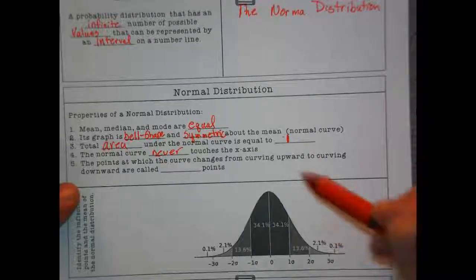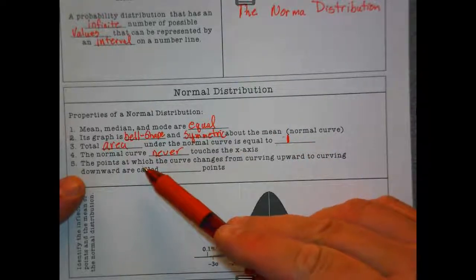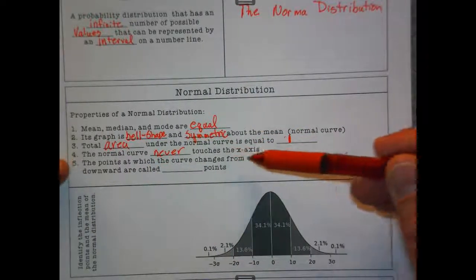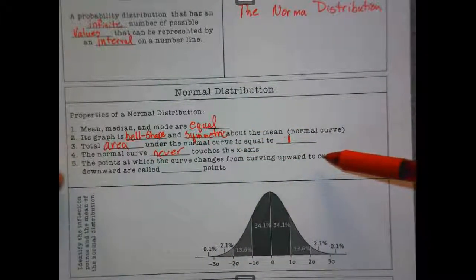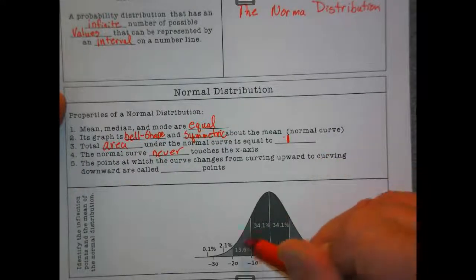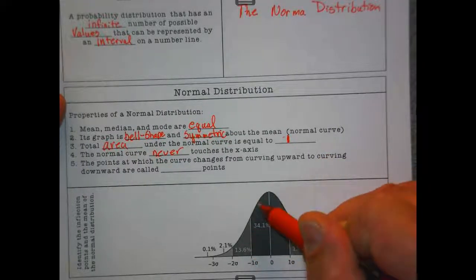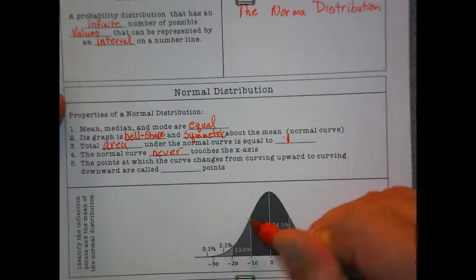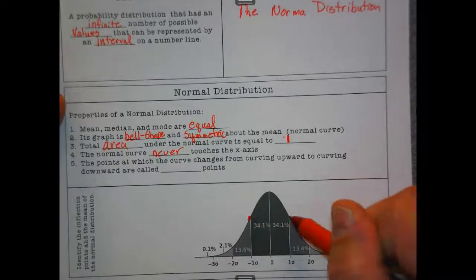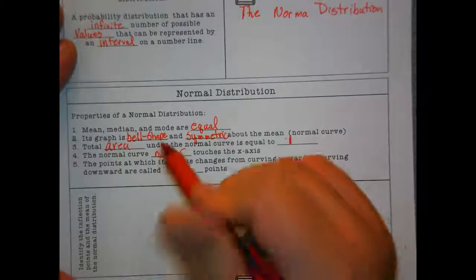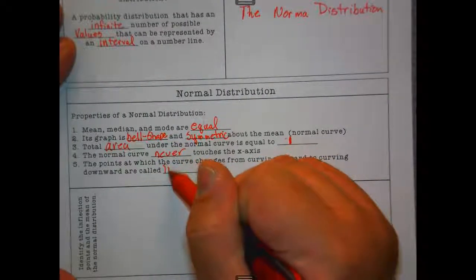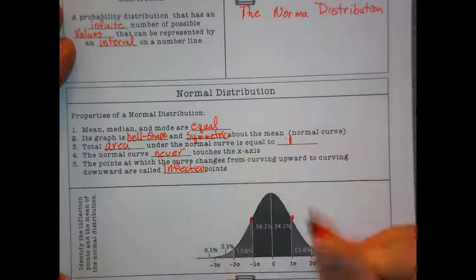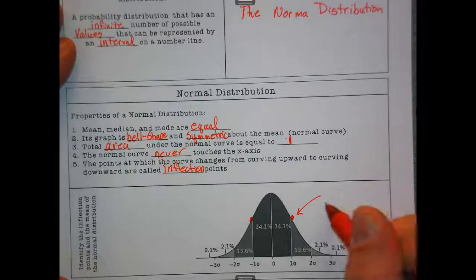Okay, so the point where the curve changes from curving upward to curving downward. So here it's curving up, from here to here it's curving up, from here to here these are called inflection points. Okay, so these are inflection points.